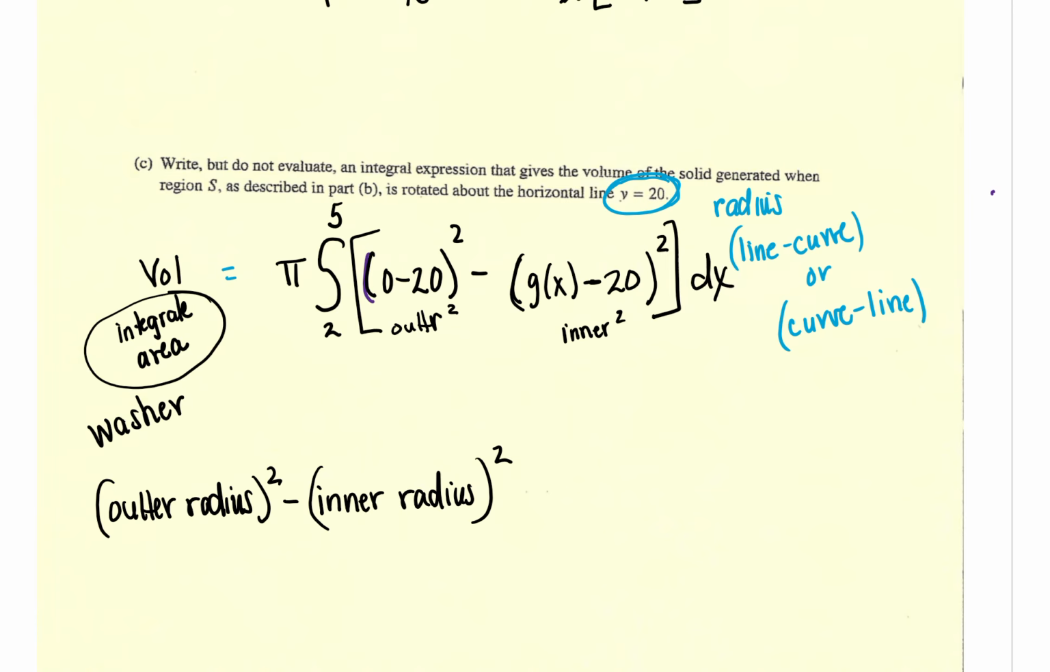All right, to get your points on this section, if you have the pi out front and the 2 and the 5, the limits and the pi, that gives you a point. Your integrand, if you knew to say like outer radius minus inner radius squared, and you knew to say line minus curve or curve minus line, give yourself another point. And then to get that last point, they're looking at the whole form of the integrand. So it's like having your brackets, having your d of x. So kind of getting that whole thing, you get your last point.